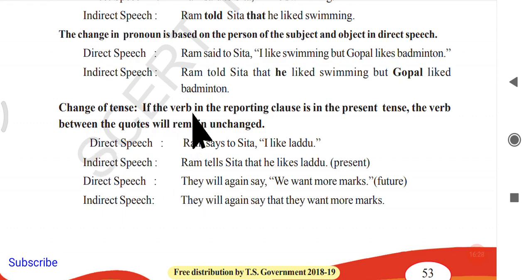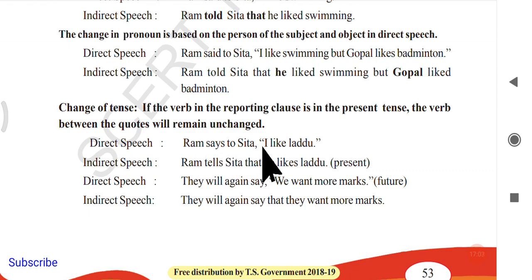Next, if the verb in the reporting clause is in the present tense. What do you mean by reporting clause? See here, "says," not "said," this is called the reporting clause. If it is in the present tense, the words between the quotes will remain unchanged. So if this is in the present tense, then the information that is between the quotation marks will not change.